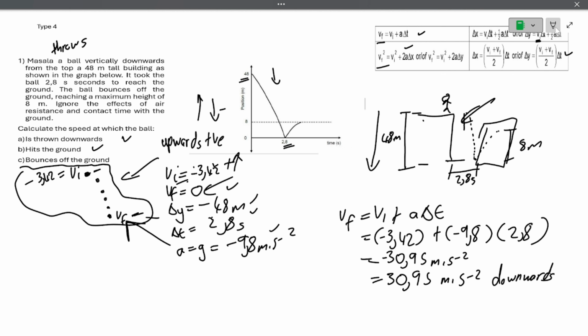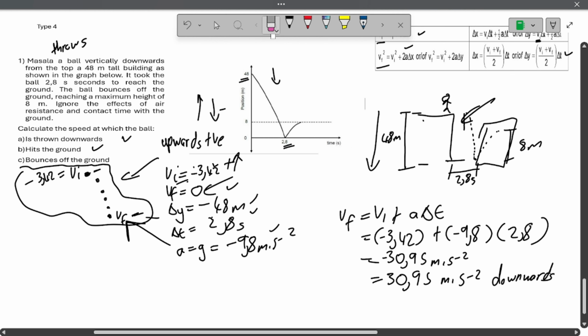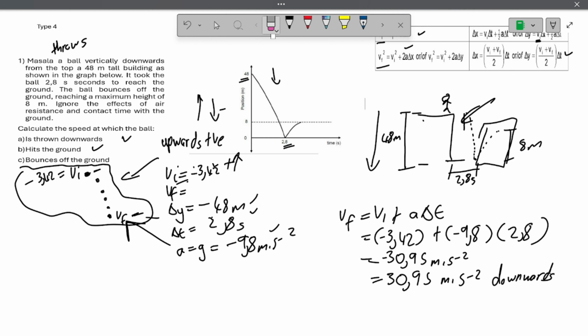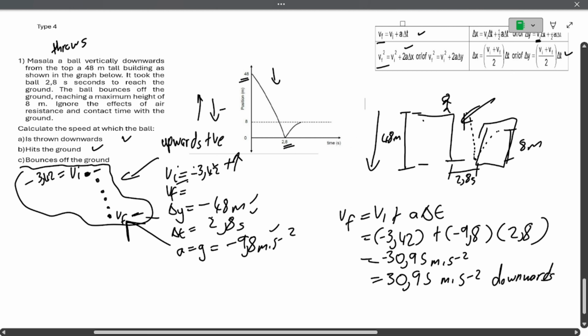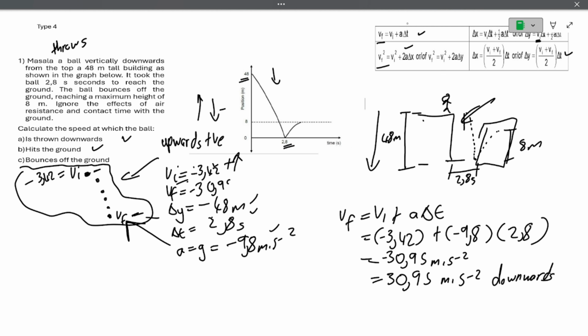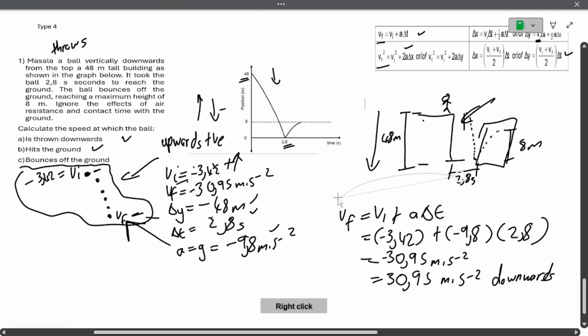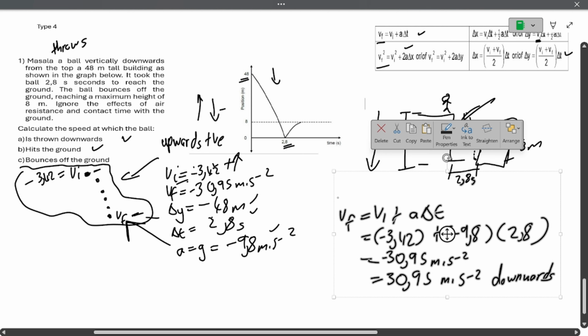Let me rub here so that I can write the speed here. The speed, which is 30.95 meters per second. So let me wrap here so that we can continue.